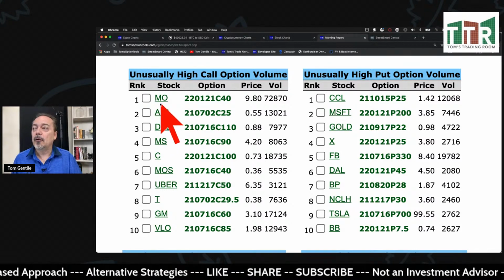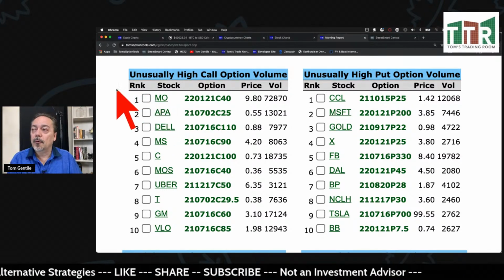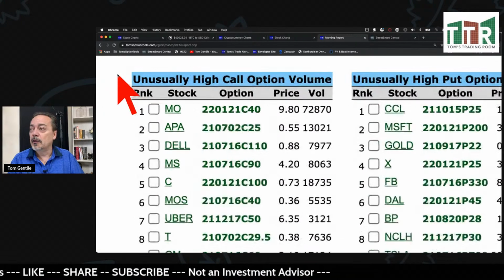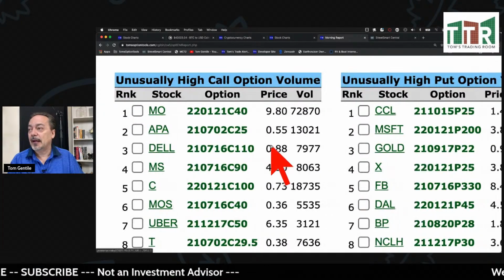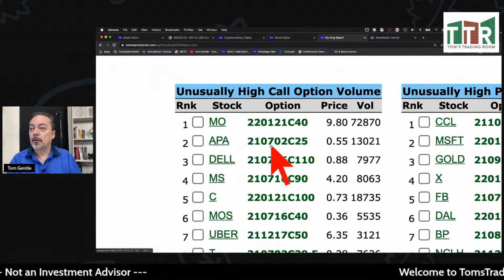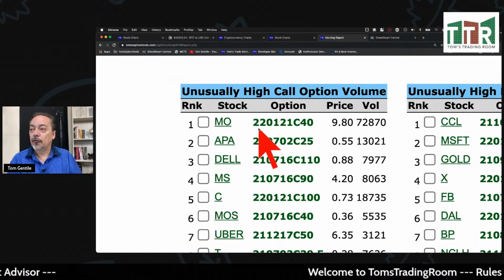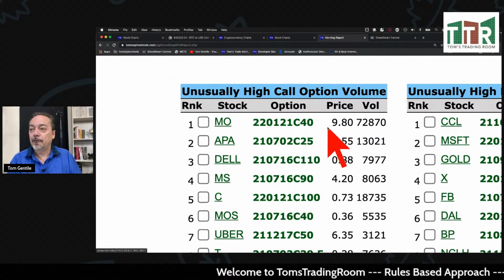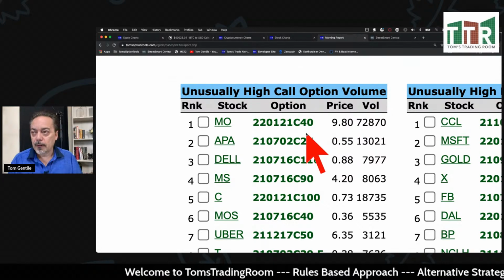Apache is number 2. And the way you read this is, you see where it says Philip Morris. I'm going to bring this in real close. Well, this is as high as I can get, guys. Thought I was going to be able to bring it in real close. Take a look at this. Philip Morris, 220121 C40. What in the world does that mean?